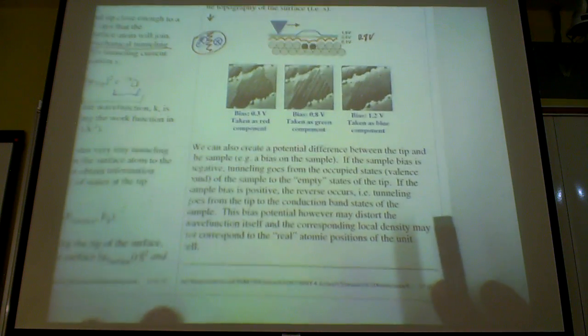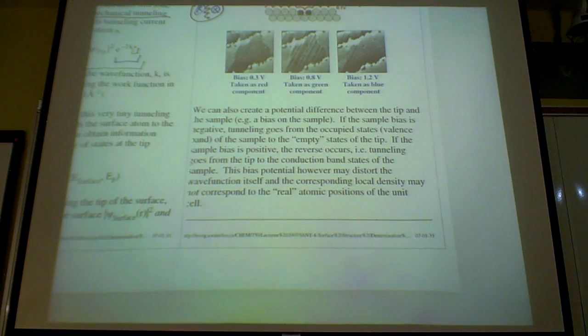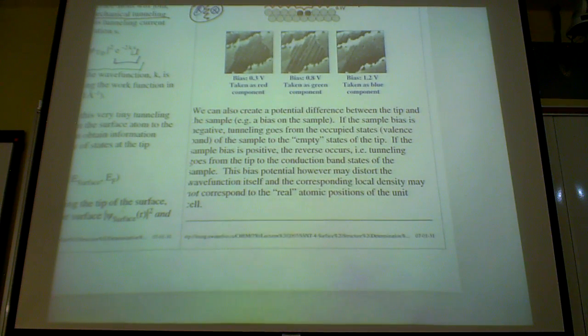Okay, so the bias potential may distort what you see. One of the problems is the bias potential may distort the image. So you always have to be aware of potential artifacts, and the key point is the local density may not correspond to the real atomic position. Usually it doesn't, unless you're probing isolated, localized electron density at the nucleus.